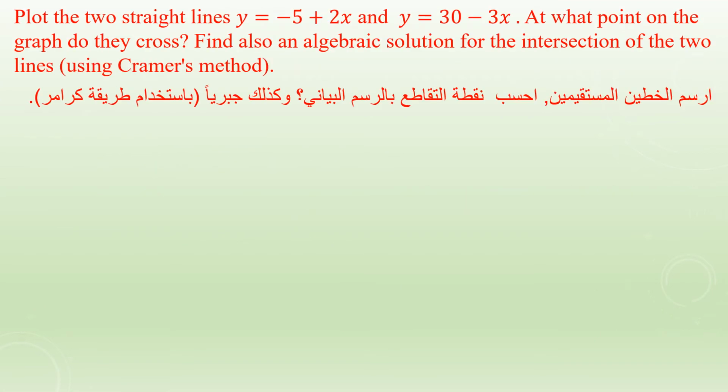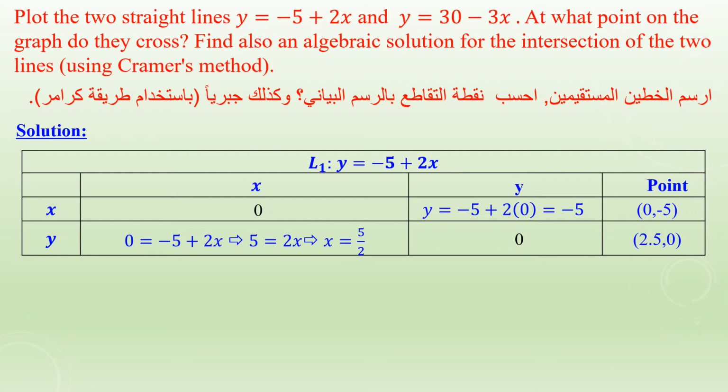I solve another application of determinants. We need to plot the two straight lines, and then find from the graph the intersection point, and use Cramer's rule to find the intersection point. First, line 1 is y equals negative 5 plus 2x. To draw any line, I use two points. The easy two points: put x equal 0 and then find the value of y, and put y equal 0, then find the value of x.